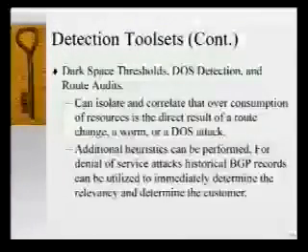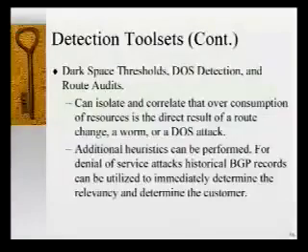Dark space thresholds, DOS detection, and route audits. So this can isolate or correlate that the overconsumption of the resource is a direct result of a route change, a worm, or a denial of service attack. A route change has occurred. We're performing audits on our route database. We realize that so-and-so just did a major shift in traffic, and that's why the utilization is out of whack. We look at our dark address space. Oh, a new worm came in starting over in China Telecom. That appears in the LA, so that might be the cause of it.